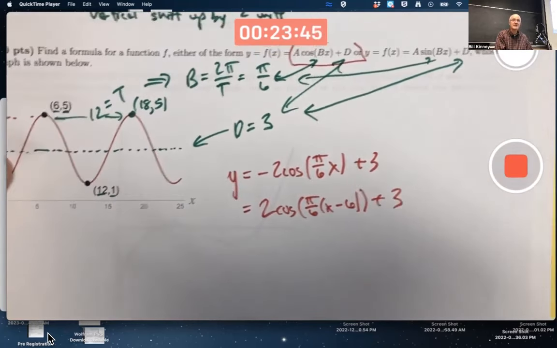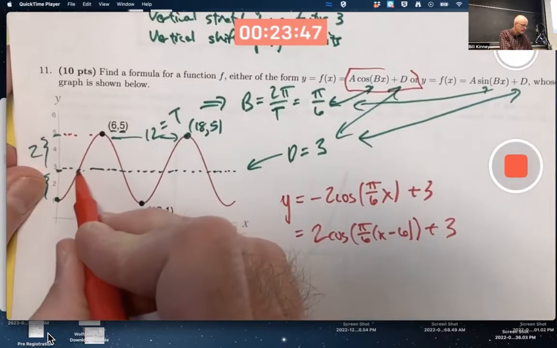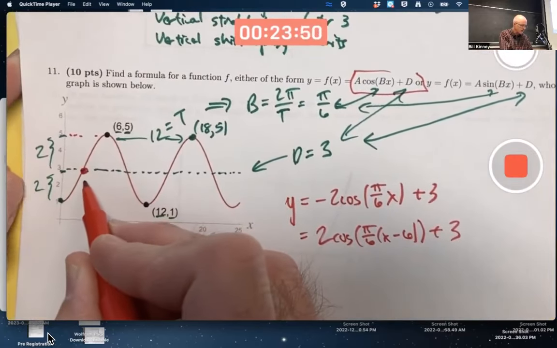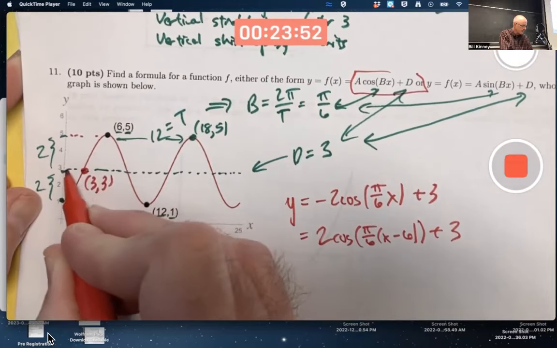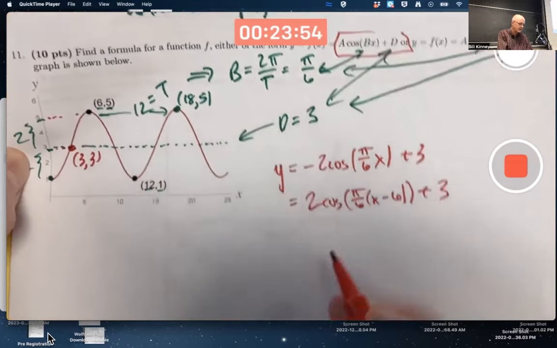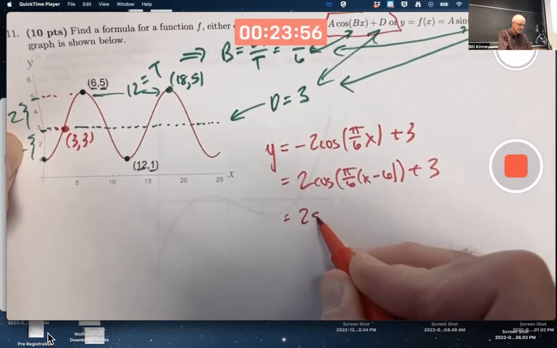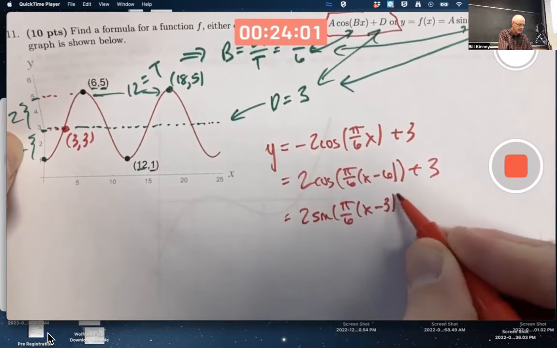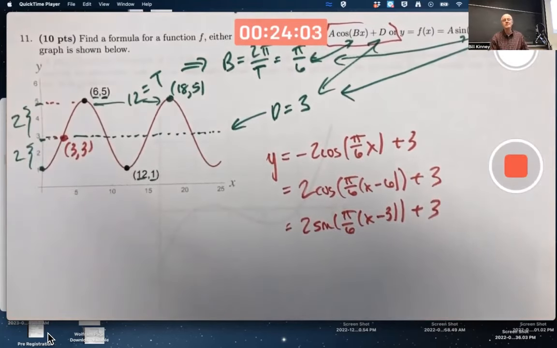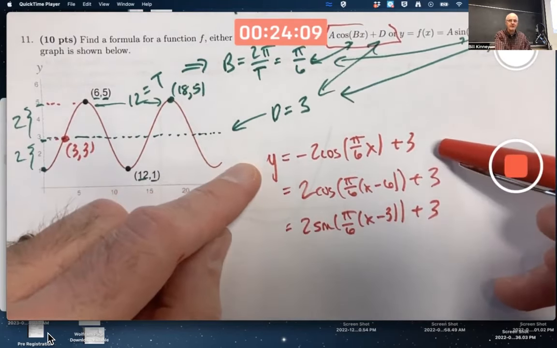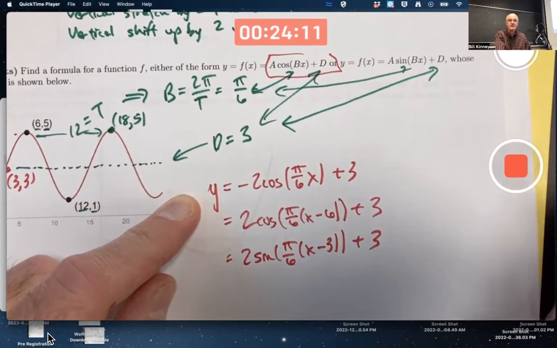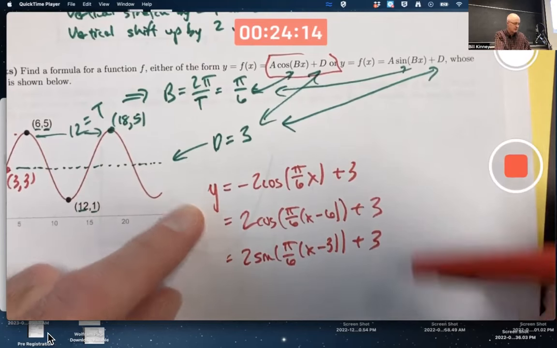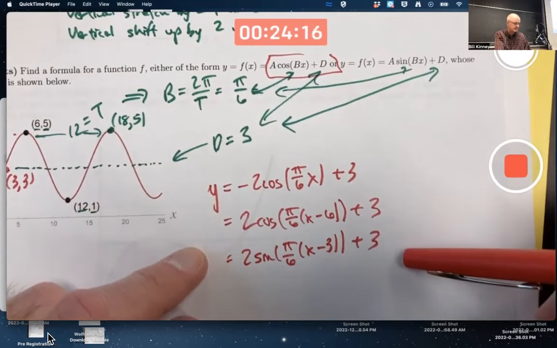You could also actually use a sine if you use a horizontal translation, realizing the coordinates of this point are 3, 3, horizontal translation to the right by 3 units for a sine. You could also write this as 2 sine of pi over 6 times in parentheses x minus 3, plus 3. Any of those answers got full credit. Though technically this was the only one that fits one of these two patterns. Okay, but if you did it with horizontal translations correctly, that's fine.